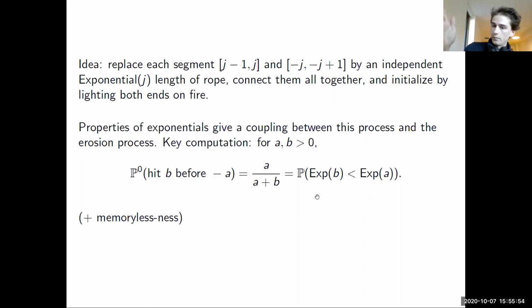And once the B length rope burns out, if that's what happened, conditionally on the exponential A rope being longer than the exponential B rope, because of memorylessness for exponentials, it has the same distribution. It still has exponential A distribution. And so this is the key step that you use to recursively show this coupling between the two processes. Okay.